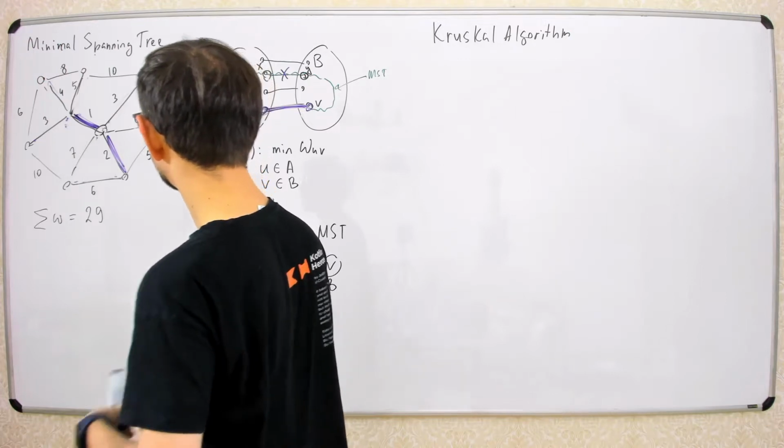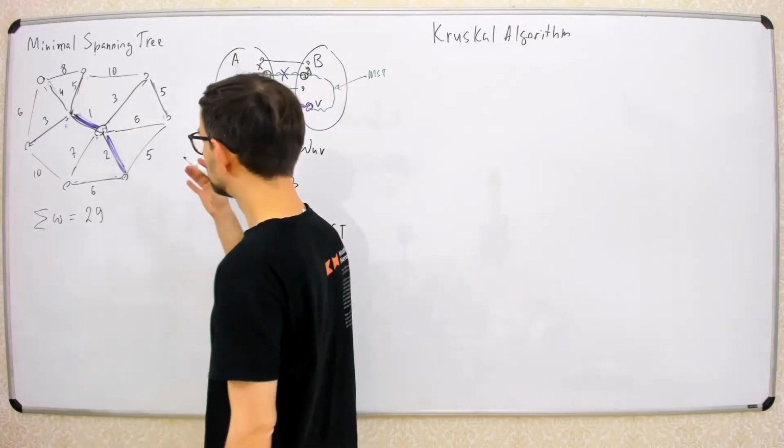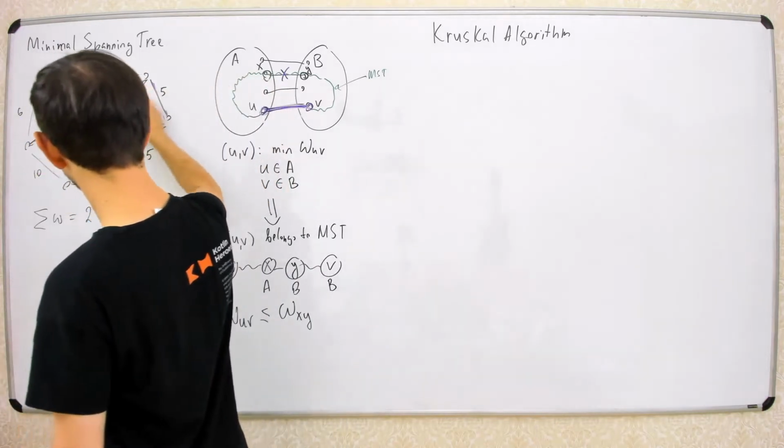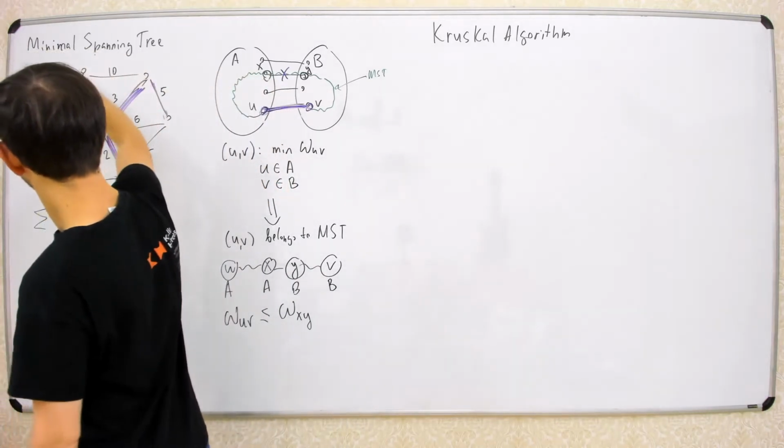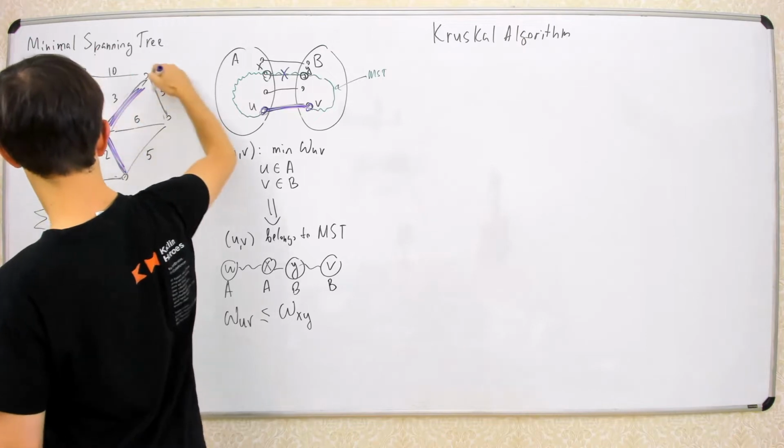It's too boring again. I don't know how to construct good graphs for these algorithms. So we add this 3, add this 3, add this 4, add this 5, add this 5.